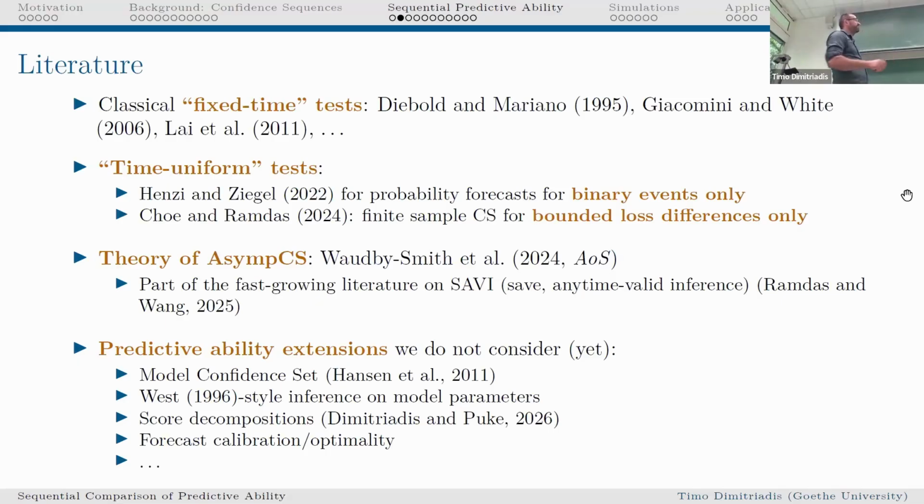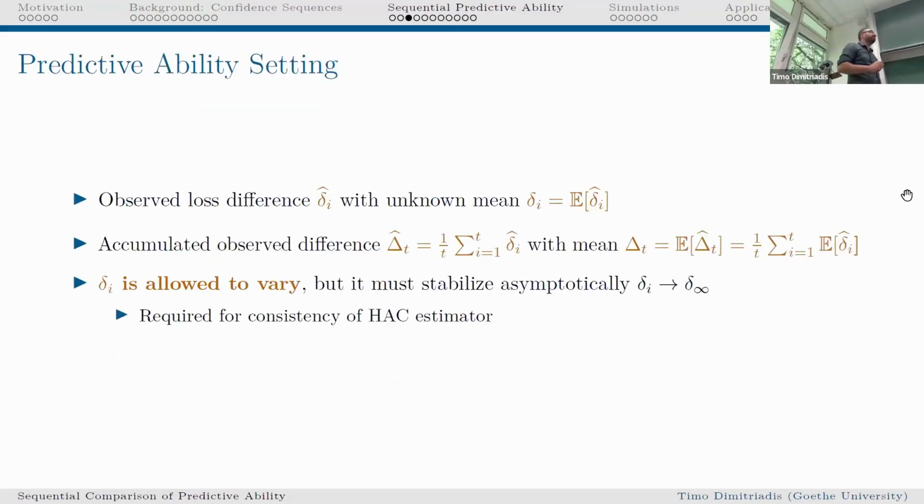Then we build on the theory of asymptotic confidence sequences of that Waudby-Smith et al. paper. And this paper is part of the fast-growing literature on safe and anytime valid inference that has developed in the last 5 years, I would say. I cited a book about that. And then what we did not consider yet, but it might be possible that it's generalizable, are all these predictive ability generalizations to multiple forecast comparison, estimation error, score decompositions, calibration, optimality, and whatever you want to think of. So now let's do a bit of new notation.